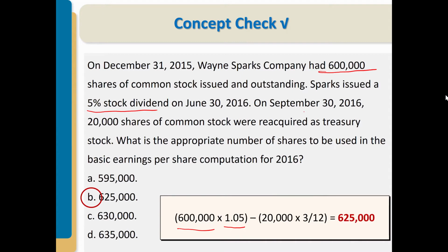And then on September 30th, we purchase back 20,000 shares. Sorry, it's not issue, we acquire them. That's why we decrease 20,000 shares, right? But remember, those shares disappear only for 3 months. That's why you need to times this weight and subtract this part. That's how I get 625.